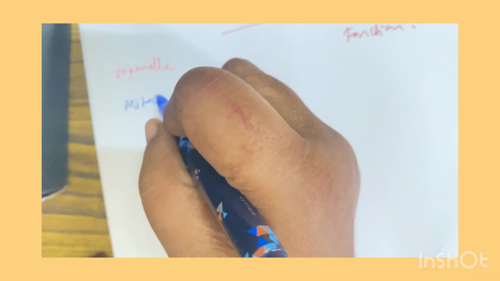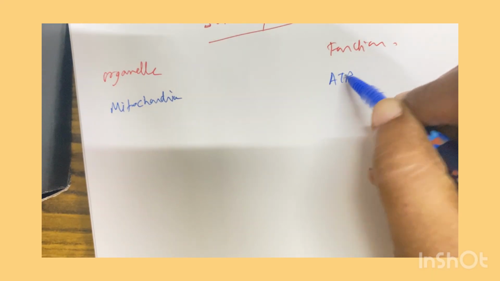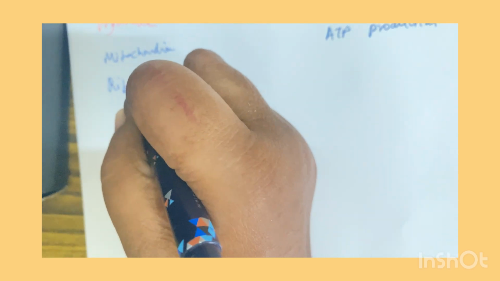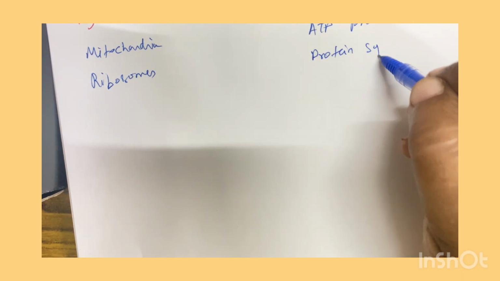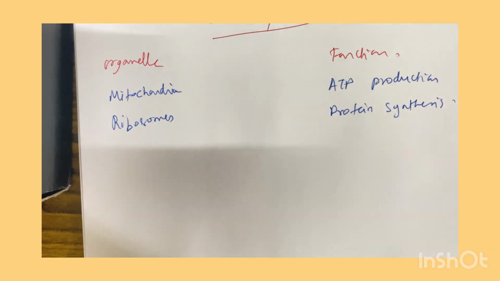First one is mitochondria. Tell me, what is the function of mitochondria? The function is ATP production. Second is ribosomes. What is its function? Any idea? Protein synthesis, as well as lipid synthesis. We are going to write any one, so we will just stick with protein synthesis, the major one.